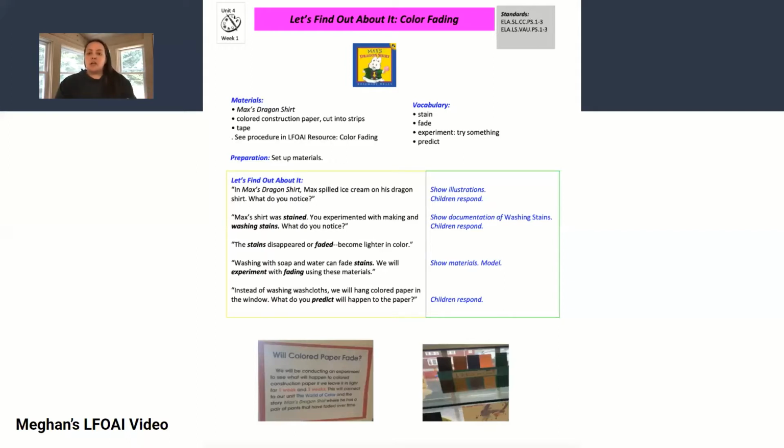Instead of washing washcloths, we will hang colored paper in the window. What do you predict will happen to the paper? And I do have a habit whenever I get to a vocabulary word of slowing down and really emphasizing it. It's a habit. So then you hang up the paper in the window. And I'm going into my fourth year and I'm still excited every year to see their reaction to the faded color paper. I don't know if you want to show the video, Nicole, but I did make a note here that there is a teacher who has a video showing them checking on their experiment.